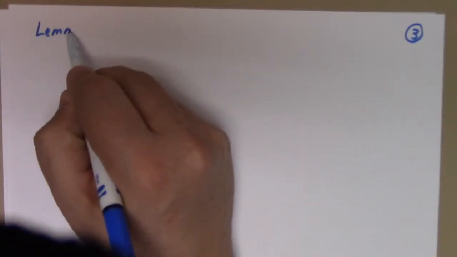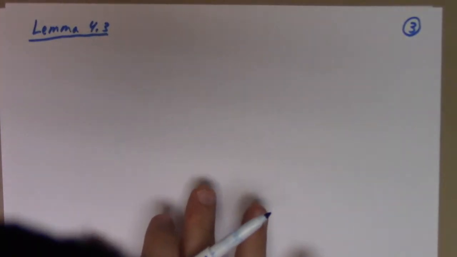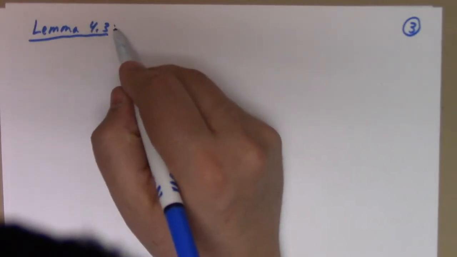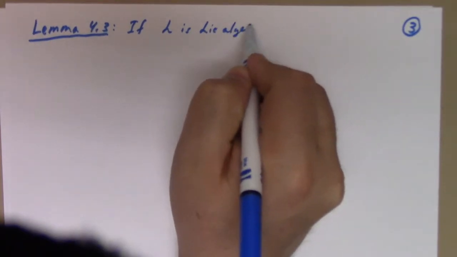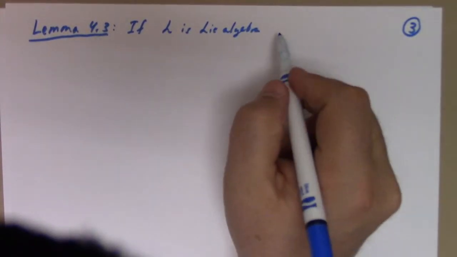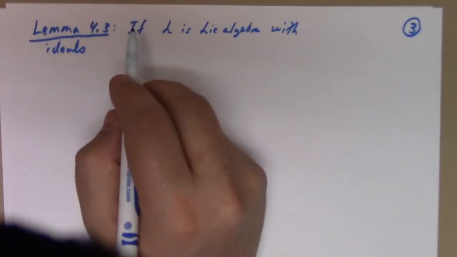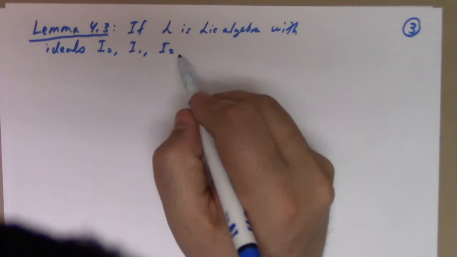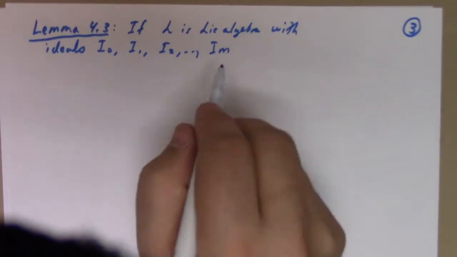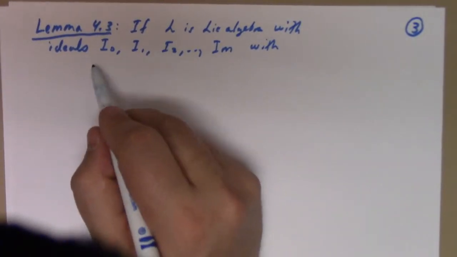All right, so lemma 4.3. Lemma 4.3, what we got? If L is a Lie algebra with ideals, and the ideals we will denote by I sub 0, I sub 1, I sub 2, and so forth and so on, all the way out to the mth one, and these ideals are not just any old ideals, they are nested in the following way.